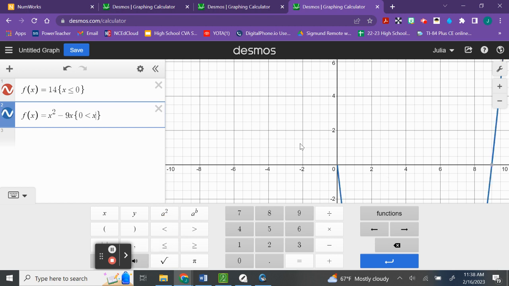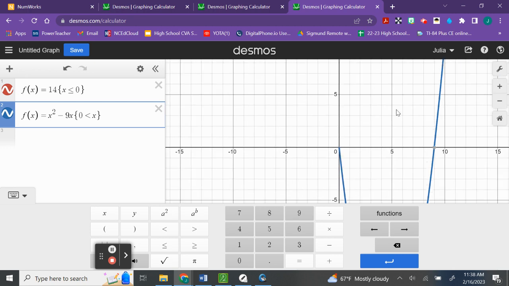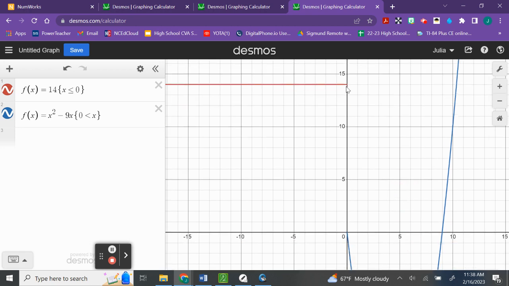Perfect. So you can see your parabola over here. Y equals 14. So that's why you can't see it, because we're at 6. So you're going to zoom out a little bit, slide up maybe. And there it is, from 0 to everything smaller, because that's x is less than. So it's all your negative numbers.